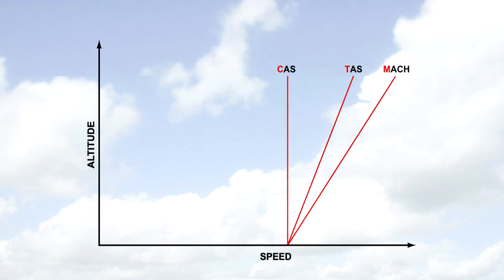To help you remember how to draw the lines, C, T and M always appear from left to right. You can use Britain's favourite food, chicken tikka masala, as an acronym for remembering C, T and M.